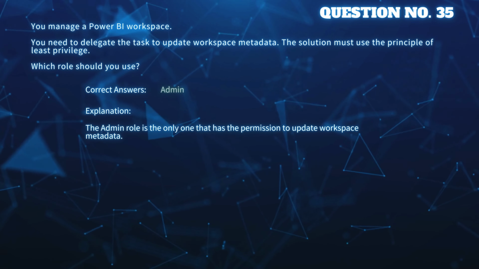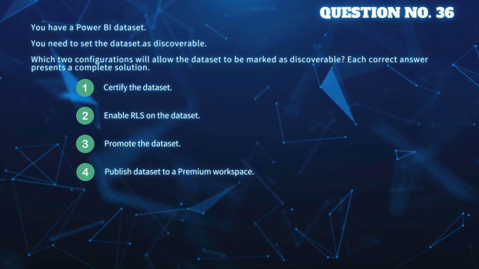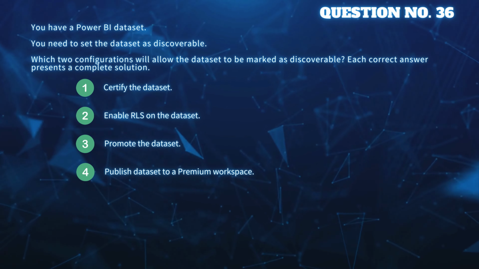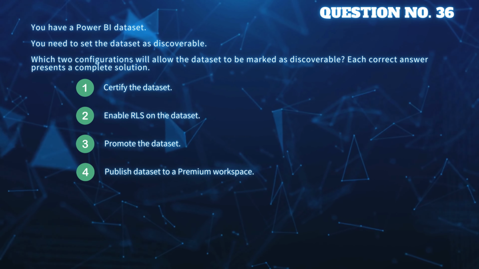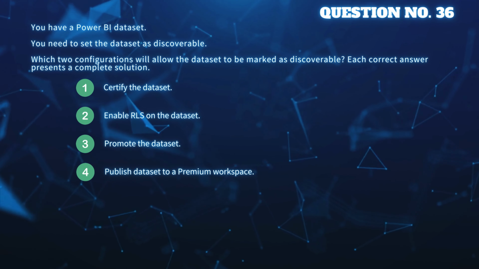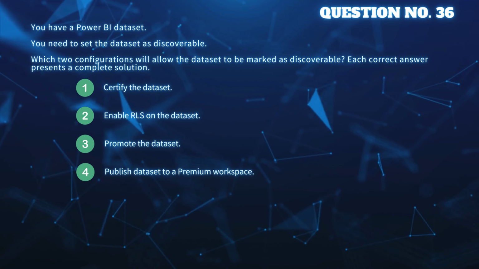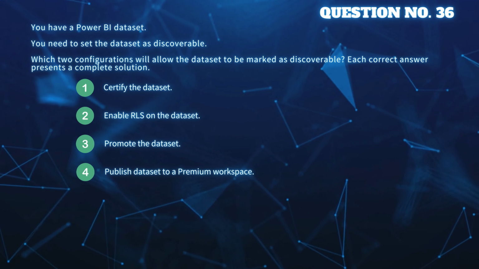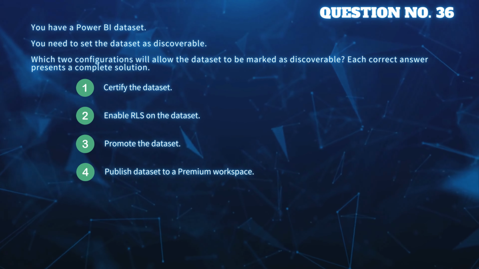You have a Power BI dataset. You need to set the dataset as discoverable. Which 2 configurations will allow the dataset to be marked as discoverable? Each correct answer presents a complete solution. Option 1, certify the dataset. Option 2, enable RLS on the dataset. Option 3, promote the dataset. Option 4, publish dataset to a premium workspace.